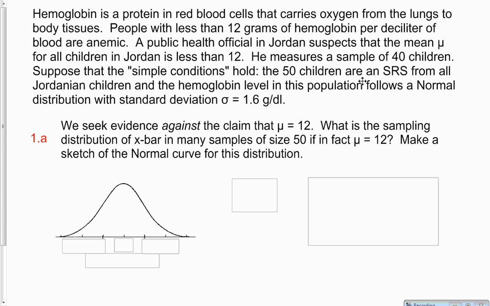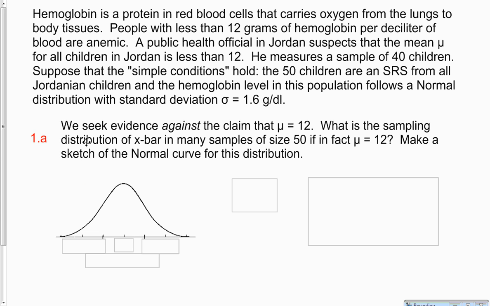The 50 children are a simple random sample. I guess that 40 is a typo. So it's 50 children are a simple random sample from all Jordanian children, and the hemoglobin level in this population follows a normal distribution with standard deviation sigma equals 1.6 grams per deciliter.